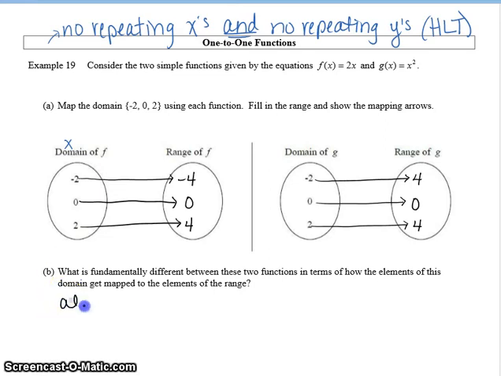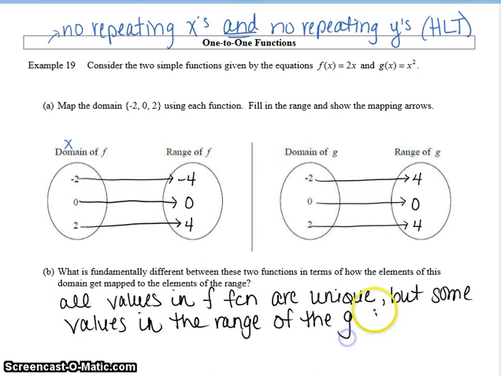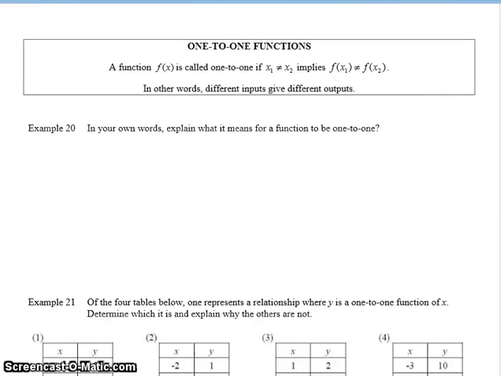Okay, so all values in the f function are unique, which means they're different, but some values in the range of the g function repeat. Okay? Alright, moving on here.